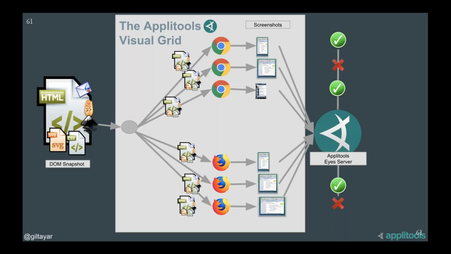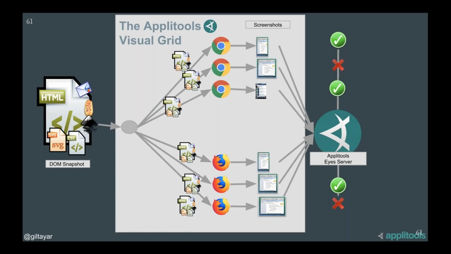A visual grid takes a DOM snapshot from wherever, sends it to lots and lots of browsers. We have hundreds and even thousands of browsers, Chrome and Firefox currently. In the future, we will also have IE and Edge and maybe Safari. It throws them at these browsers in parallel, generates the screenshots, sends them to the Applitools iServer in parallel, gets back the results, and returns those results.